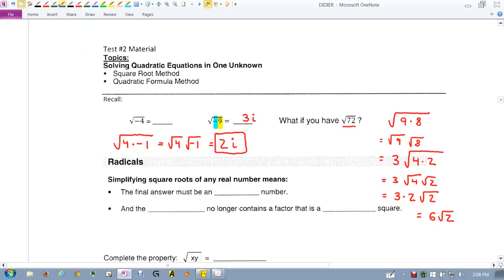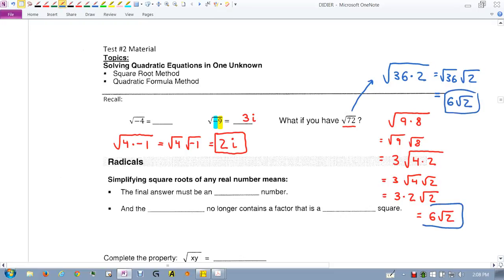I could have also, if maybe I would have seen this to begin with, I could have realized that 72 is 36 times 2, right? If I would have realized that to start off, then I could split it into 2 radicals like this. And what's the square root of 36? 6. And this would have been 6 times square root of 2. So you get the same answer either way. One of them took a little longer, but maybe 9 times 8 is easier for people to have thought of when it came to 72.